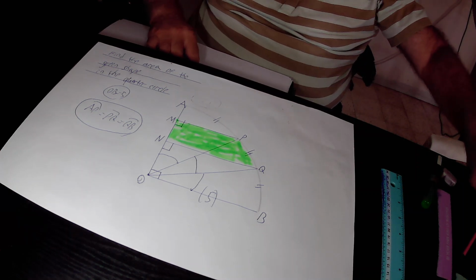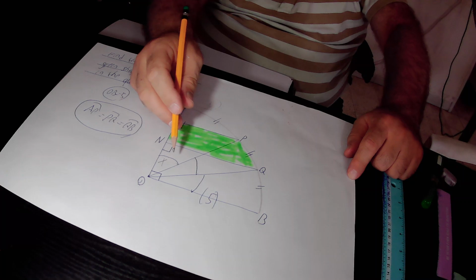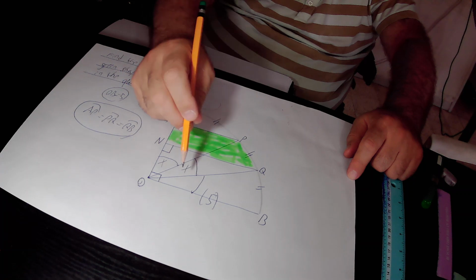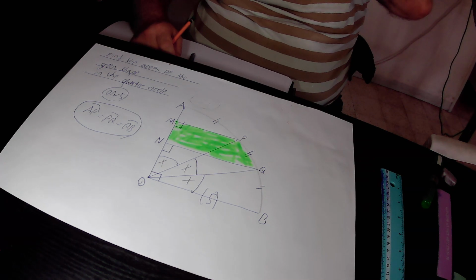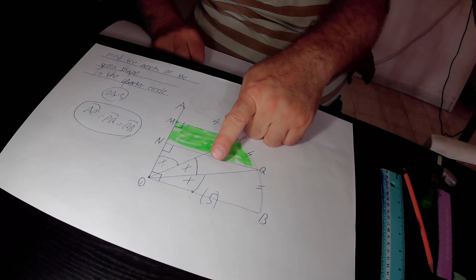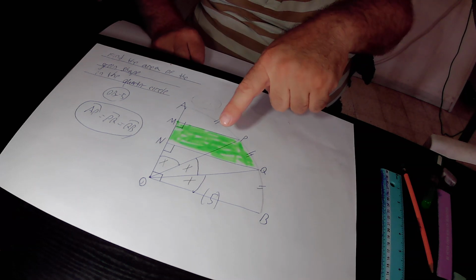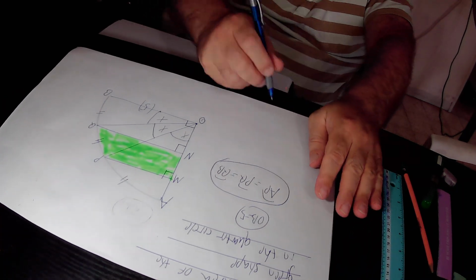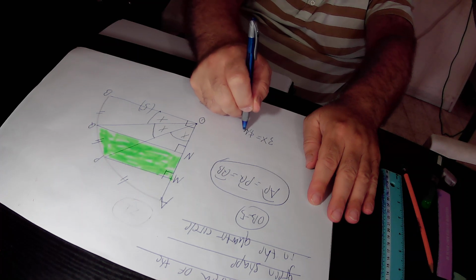So if we define the size of this center angle AOP as x, then the size of this center angle POQ must also equal x. And the size of this center angle QOB must also equal x because they are equal to each other. So actually, x plus x plus x, that is 3x, equals the big angle AOB. So I write it down. We also found out that 3x equals angle AOB.